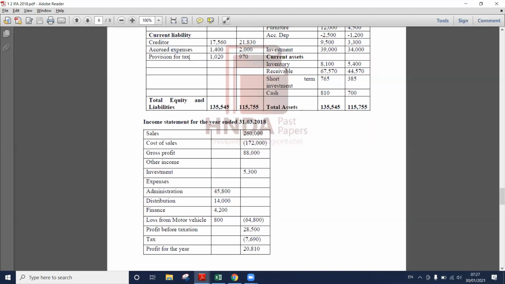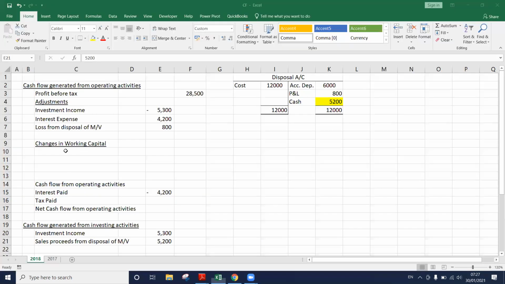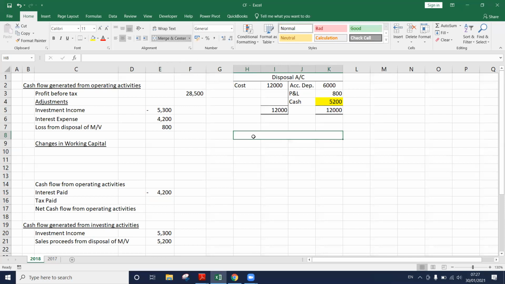Right. So we need to calculate the amount we have paid in cash for tax. බදු විදියට අපි cash වලින් ගෙවපු amount එක අපි calculate කරලා ගන්න ඕන. So how can we do that? See here, we need to know the tax amount we have paid. Right? Tax payable.